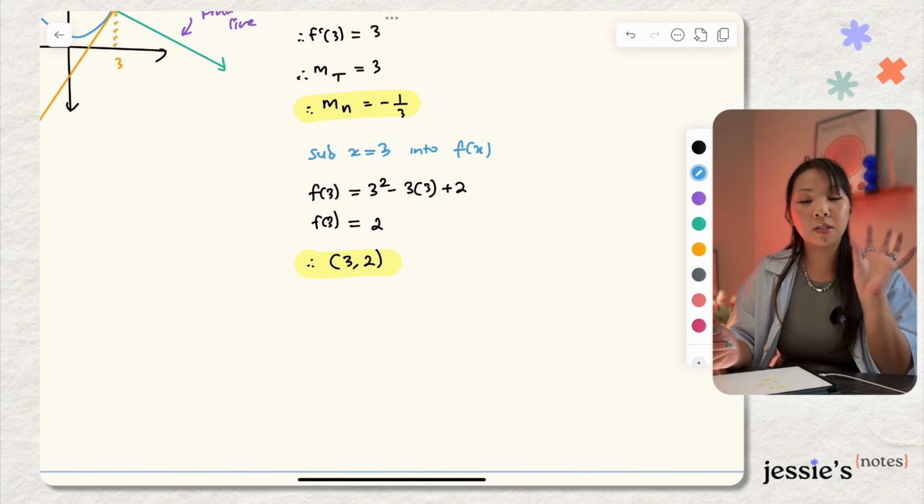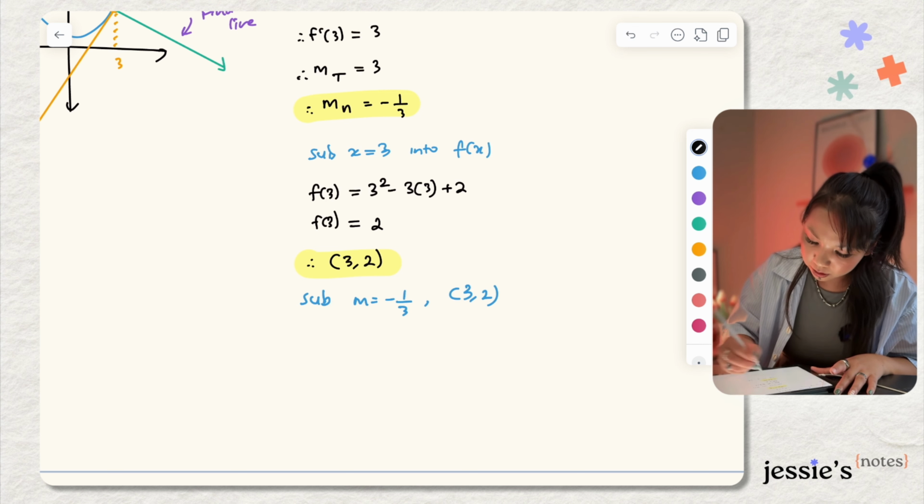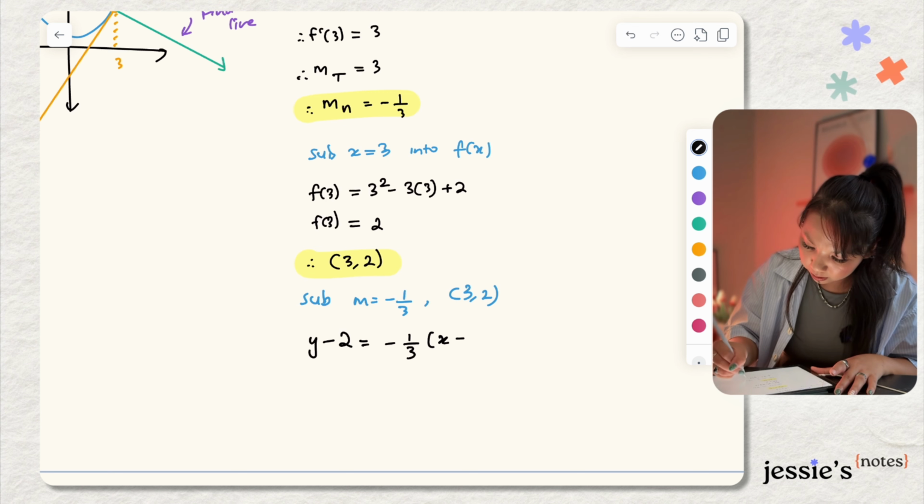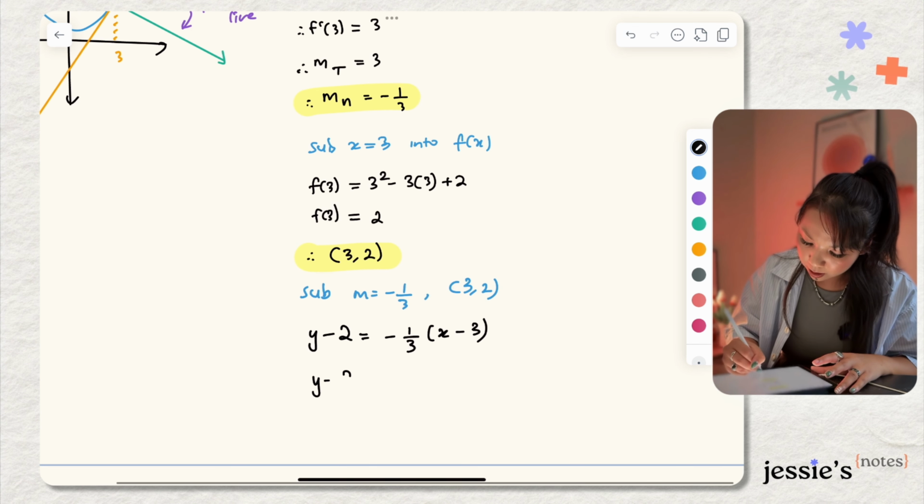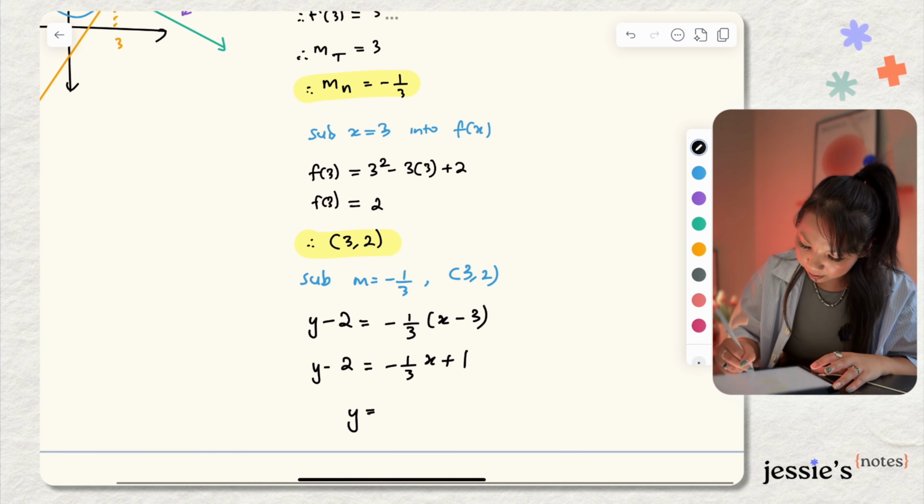And now the next step is to find the equation of the line. Substitute the gradient, which is negative 1/3, and the point that it passes through into the y minus y1 equals m bracket x minus x1 formula. Expand and simplify.